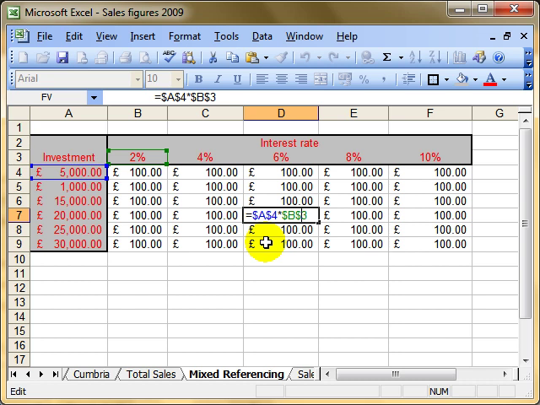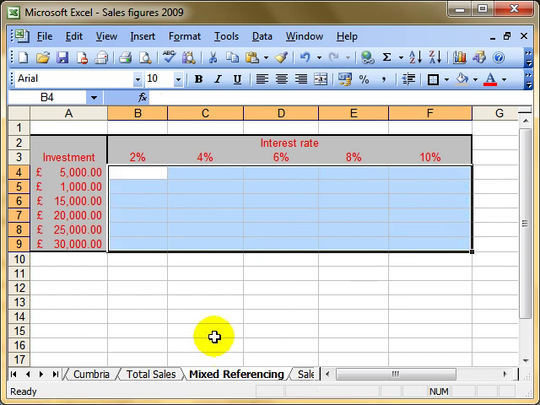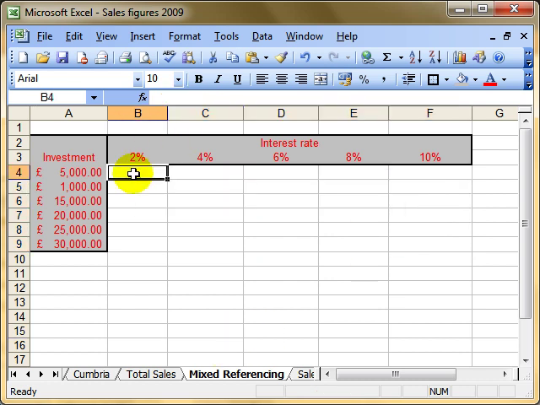So that doesn't work either. What we actually need is a hybrid between the two. Mixed cell references. So let's have a look again. Third time lucky. Start with the equal sign. We know we want to sell A4. Now we'll just focus on A4 for the moment.